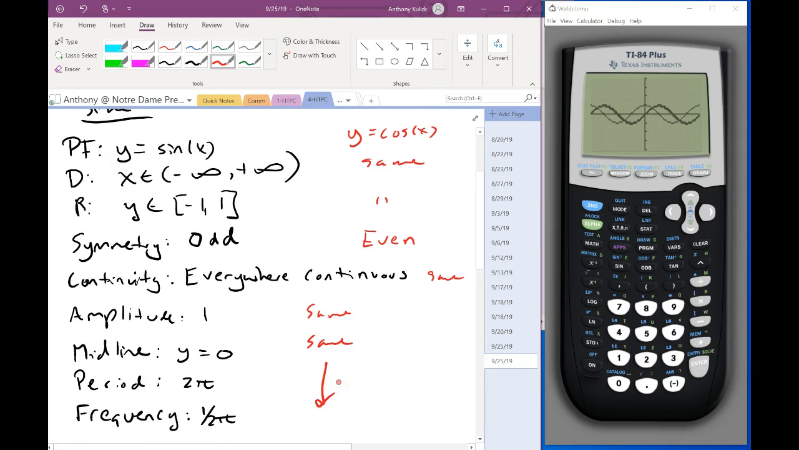I'm just going to do that. I got tired of writing the word same. So the only thing that was different between the sine and cosine function, as far as these descriptors went, was the symmetry. Now clearly their graphs are different. Let's not be mistaken, although they're very similar.